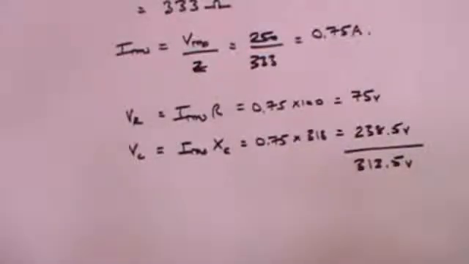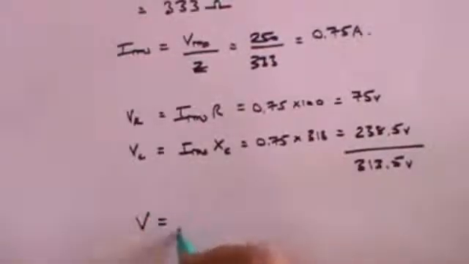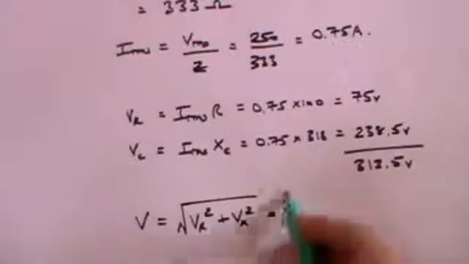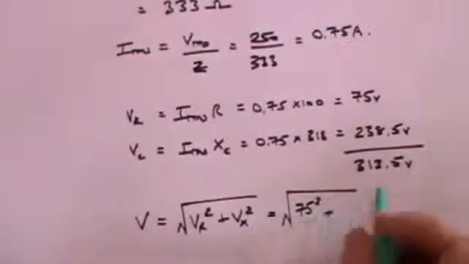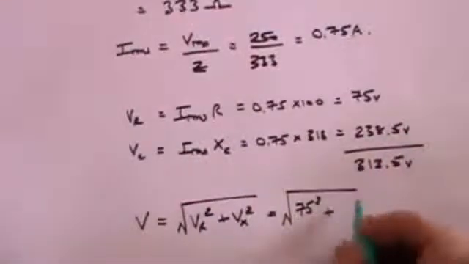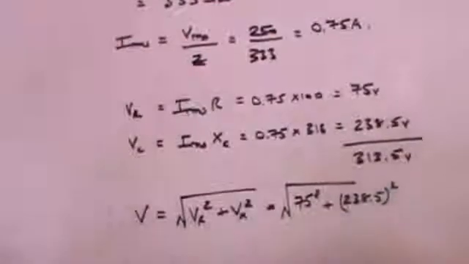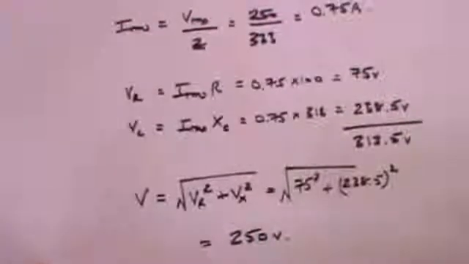One's on the imaginary axis, one's on the real axis. So you have to plot the phasor diagram, and that means that V is going to be equal to the square root of VR squared plus VX squared, which is the square root of VR squared, 75 squared, plus VC squared, which is 238.5, all squared. And if you take the square root of that, you should get 250 volts.